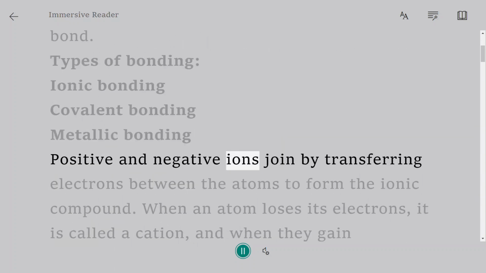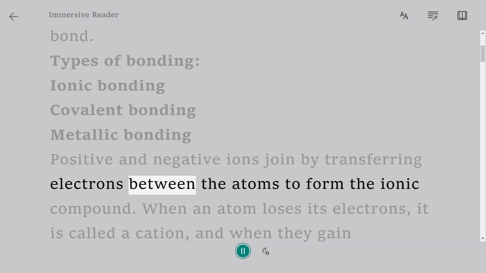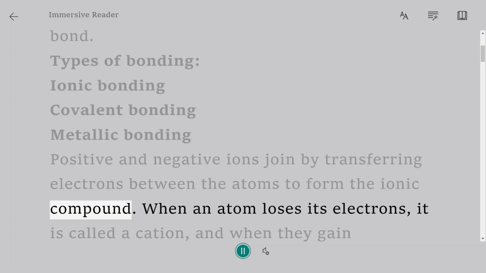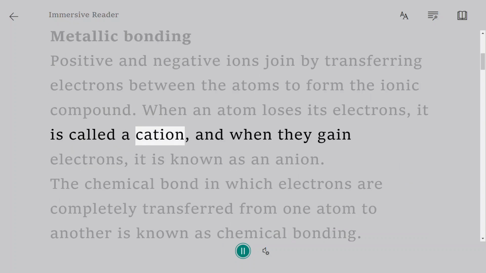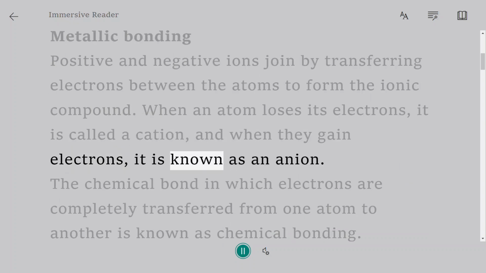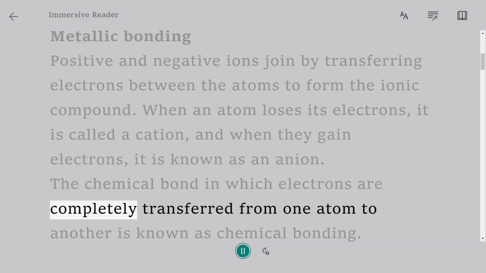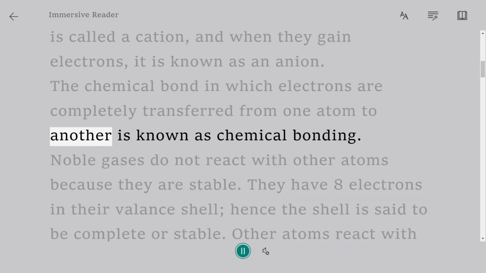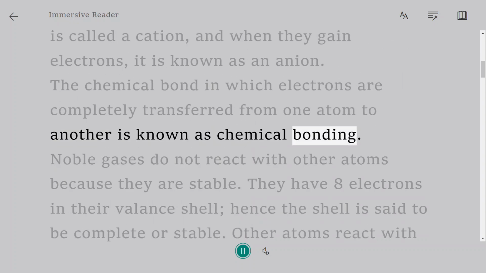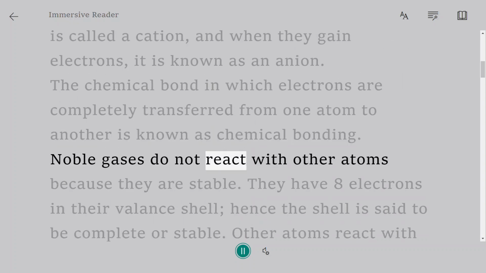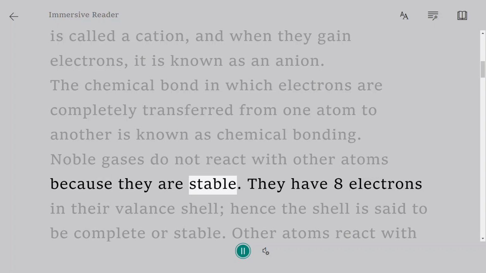Positive and negative ions join by transferring electrons between the atoms to form the ionic compound. When an atom loses its electrons, it is called a cation, and when it gains electrons, it is known as an anion. The chemical bond in which electrons are completely transferred from one atom to another is known as ionic bonding.